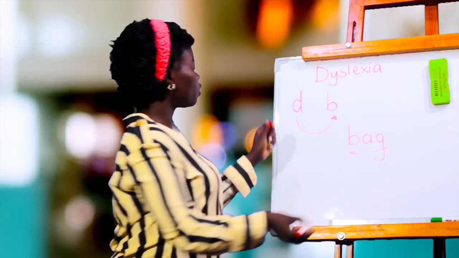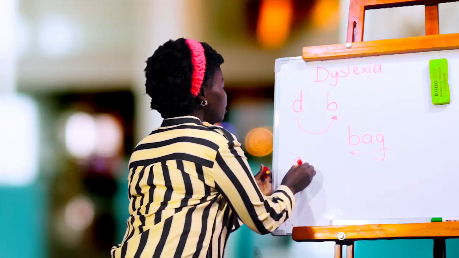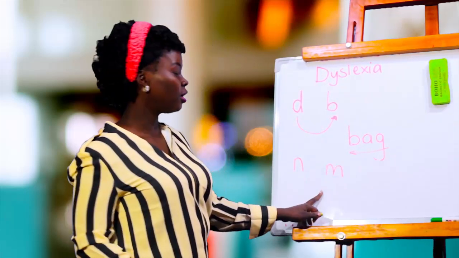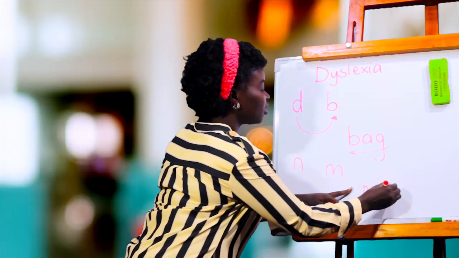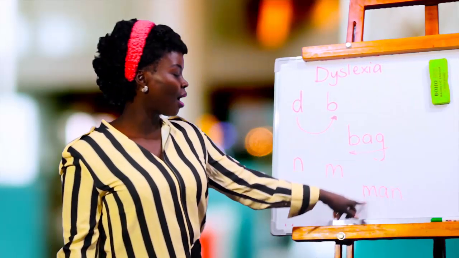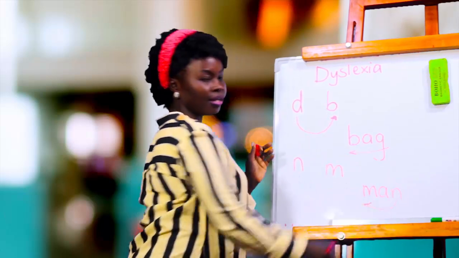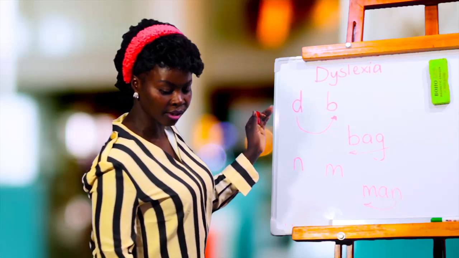That's not enough. We have other sounds too. You find a word like man. We have that word man. A child may easily write it or read it this way round. That child might be dyslexic.